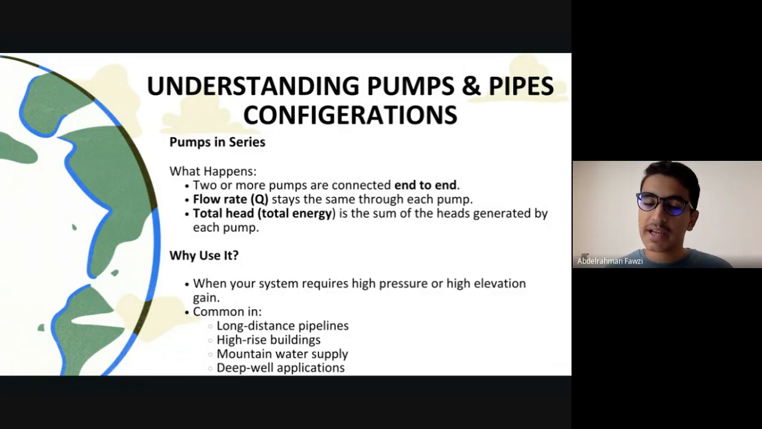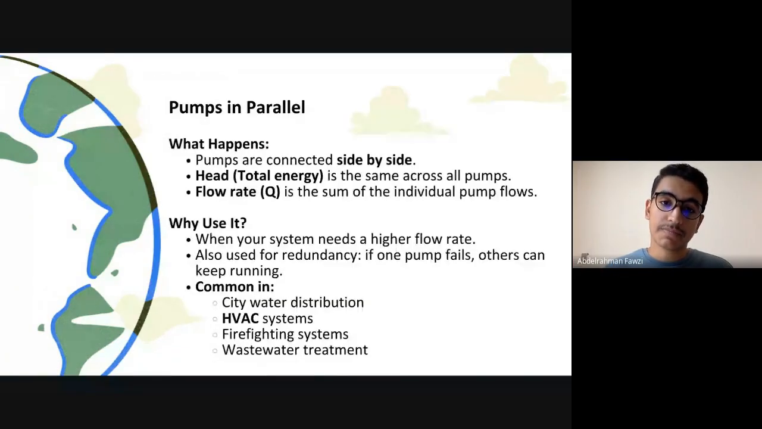The mounted water supply as well, and the deep well applications. Because sometimes, for example, the wells might be 3,000 feet deep in the ground. So the internal pressure of the ground cannot really help you to make this fluid come to the top of the earth. Then you're gonna use a series configuration of pumps.